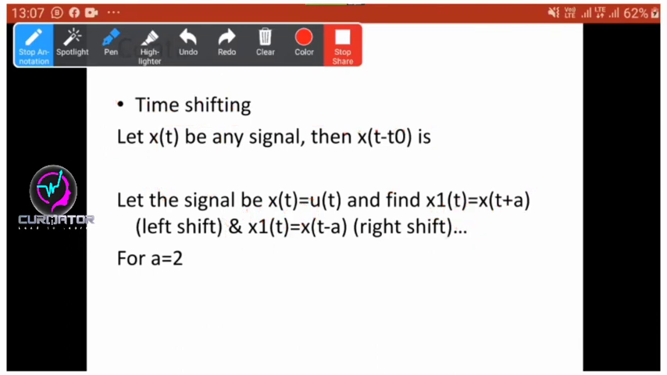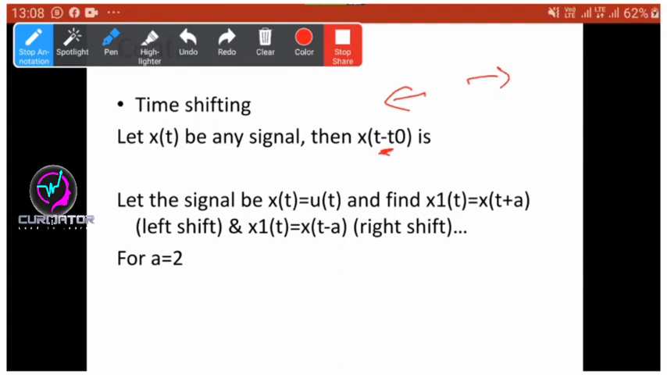I hope you understood this topic. Let me show you this statement for your better understanding. If we do minus operation here, your signal will get shifted right side. If you do plus operation here, your signal will get shifted to left side. This is the actual meaning of time shifting operations.